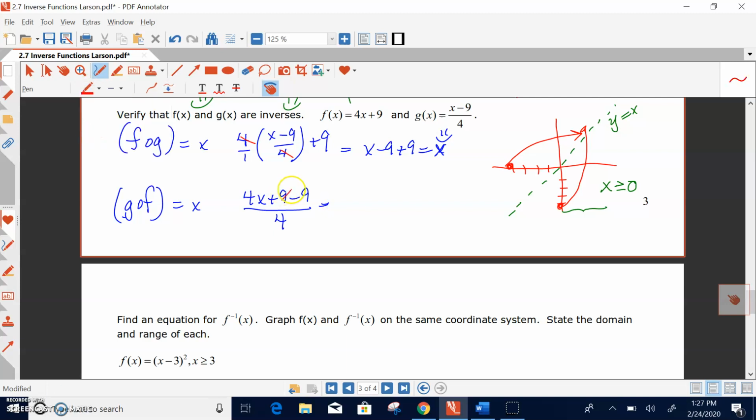And if I start some canceling, these two 9s cancel. When I cancel those 9s, I'm left with 4x over 4. The two 4s cancel to give me an x. If I get x in both of those cases, then they are inverses of each other. So that's how we'll verify if two functions are inverses of each other.